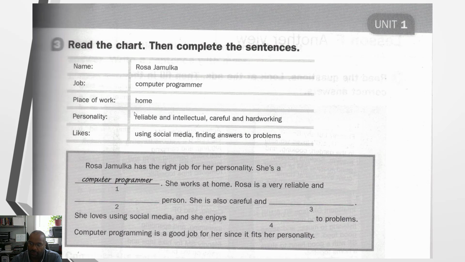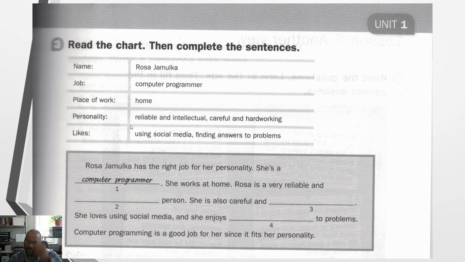Alright, so let's read this chart first. Let's find out what kind of information we have to work with here. Name, Rosa Jamuka. Job, computer programmer. Place of work, home. Personality, reliable and intellectual. Careful and hardworking. Likes, using social media, finding answers to problems. Okay, so that makes sense.